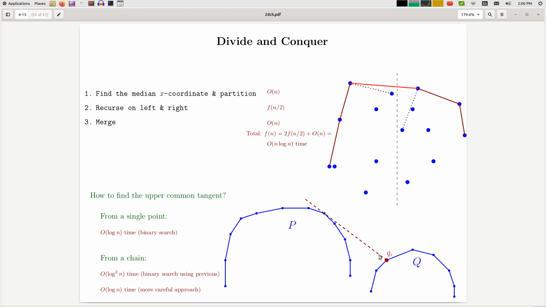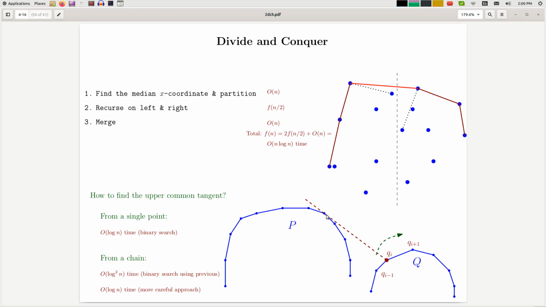In other words, now that I know how to find tangents from one point, can't I use this to do binary search on the polygon Q now? In other words, by looking at this, I can say that I need to go to the right to find a common tangent between P and Q. I guess I'm going to spoil this because this is very similar to what we did before, and the answer is yes. So let's say you pick a point Qi on the upper hull Q.